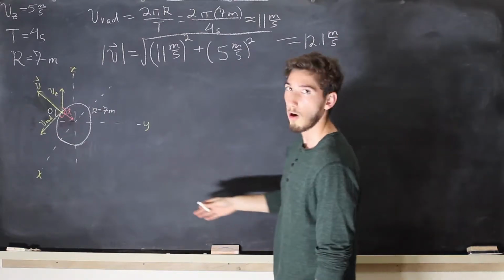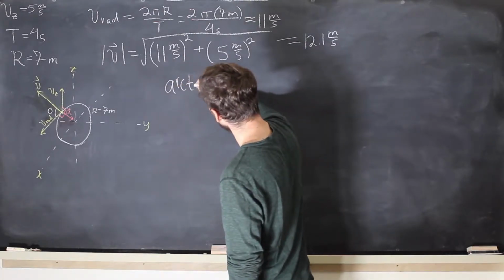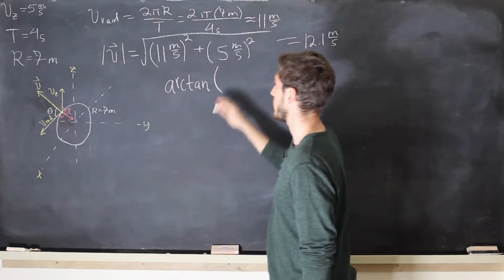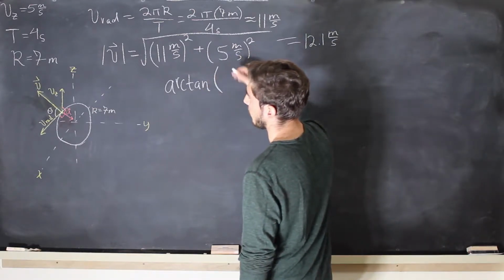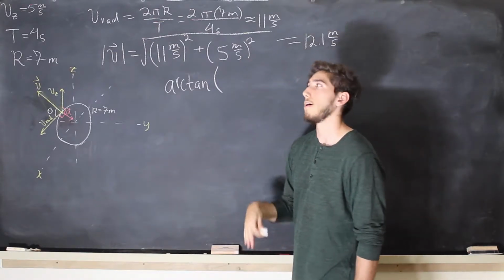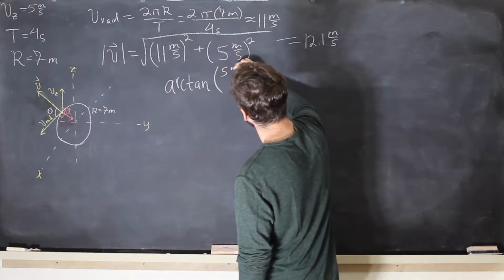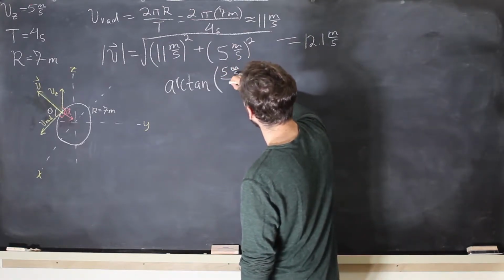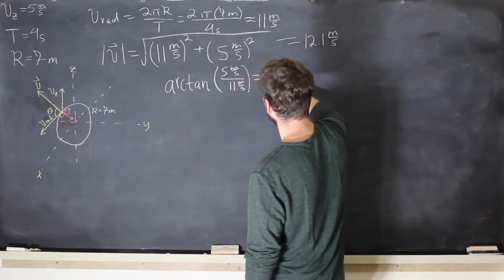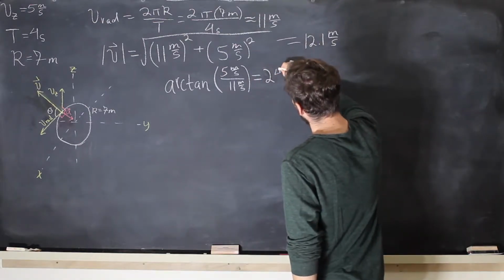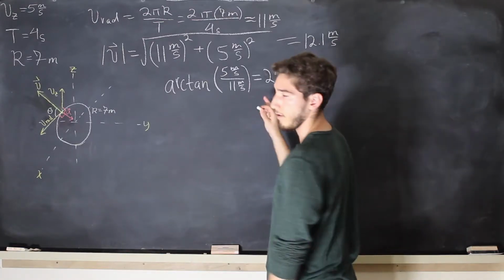And then we can solve for theta using arctan. So the arctan, and then of course it's going to be y over x. So in this case it's going to be the rise over the run, and the rise is the velocity in the z direction, or velocity upwards. So 5 meters per second over 11 meters per second, which is going to be equal to approximately 24.4 degrees above the x-axis, or above the horizontal.